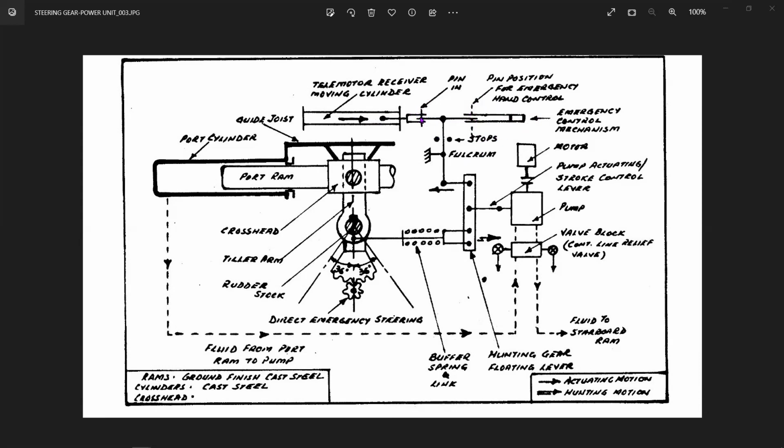So this is also in the steering gear. This is also in the steering gear. This is coming from the bridge. This is coming from the local maneuvering emergency control. So if you have to remove the pin and place it here, then only the emergency control will come into operation. Otherwise, only the telemotor is operating, and that is operating through this fulcrum and controlling this entire thing.